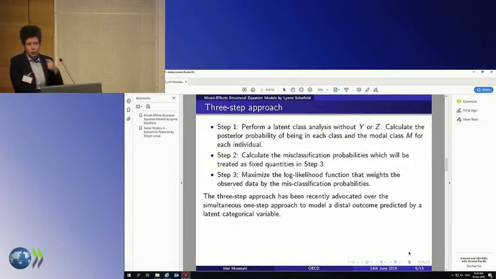So, of course, when you're classified to a particular class based on posterior probabilities, there's always a misclassification error attached to it. So therefore, when they go to the step three, they use a maximum likelihood approach where they write down the likelihood weighted by these misclassification probabilities. So you can see there is one step where you do everything in one go, three-step, and now there is also a two-step, which actually seems quite reasonable.